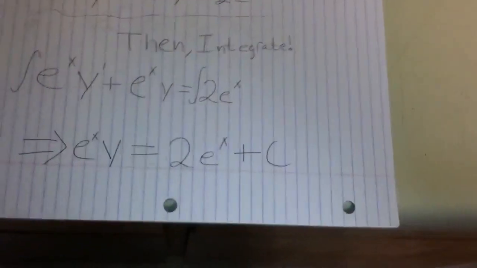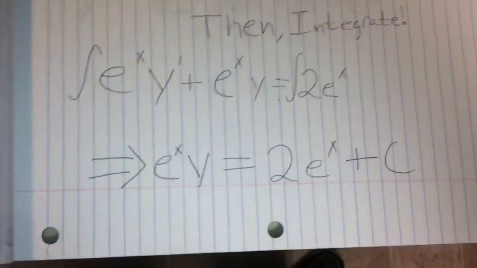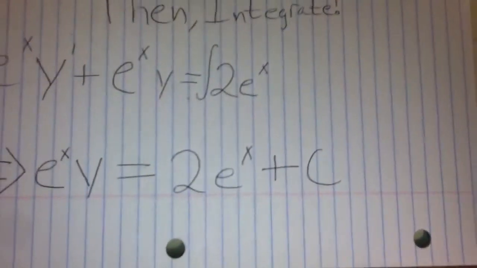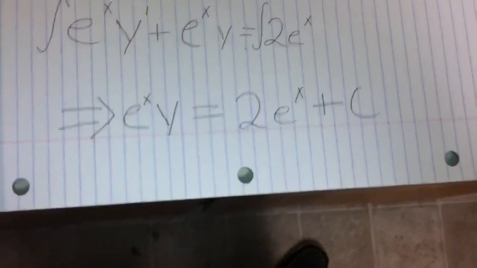So then we can integrate using our reverse product rule, and we'll get e to the x y equals 2e to the x plus c. The plus c can be on either side or both sides, but I prefer to have it on the right. That's a mess up page.